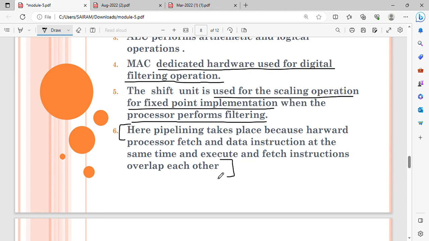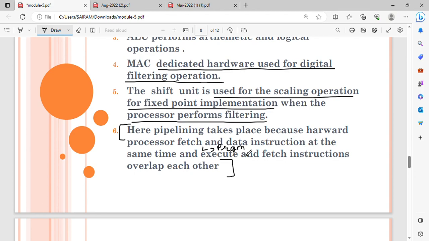Okay, so what is going to happen is that it will fetch the program and data instruction. I had missed something here. So it will fetch the program and data instruction at the same time, and the execute and fetch instructions overlap each other.